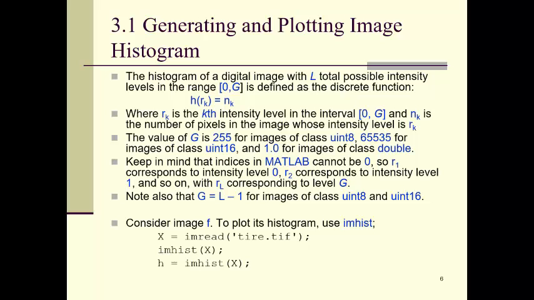Here r_k is the k-th intensity level. So r_k can have the value, if we are talking about grayscale, for example, of either 0, 1, 2, 3, up to 255.